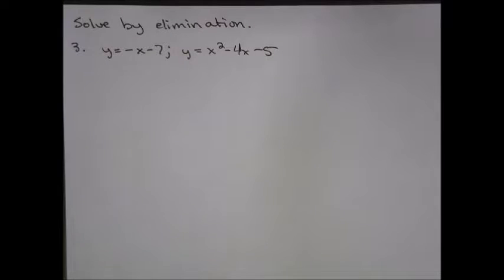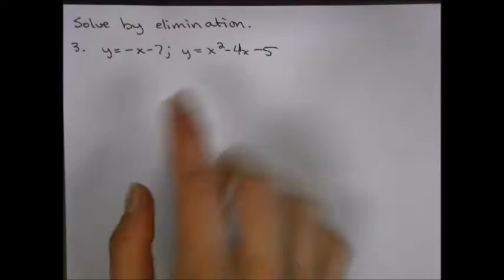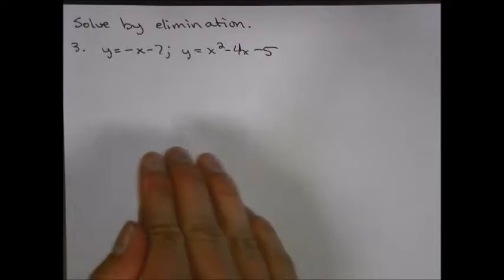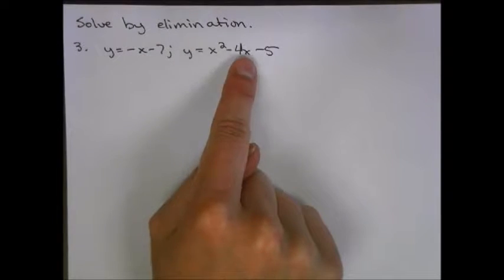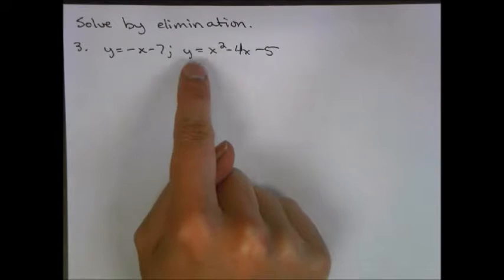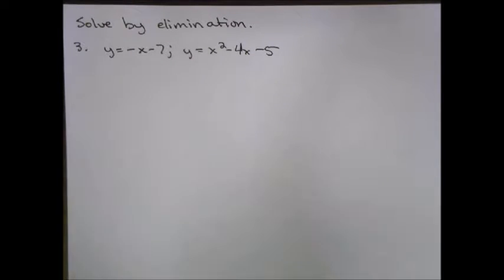Now we're going to move on to solving by elimination. So go ahead and write this problem down. Now our goal of elimination is to eliminate a variable. So as I'm looking at these, I'm noticing I have to pick. Am I going to eliminate y or x? Well, if I eliminate x, I still have my x squared. So the best strategy would be to eliminate y.